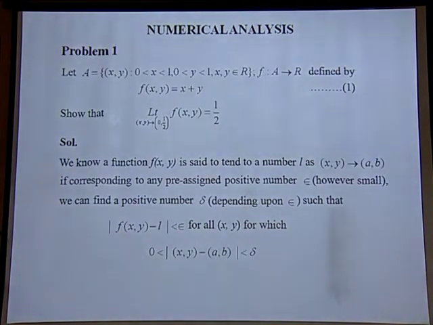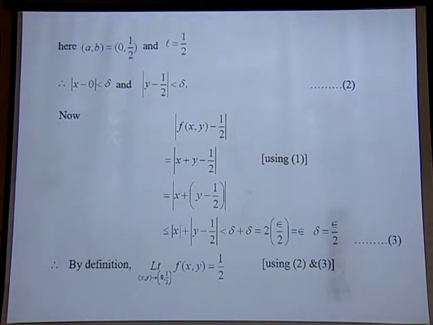Now, here we will compare all the components. Here (a, b) is equal to (0, half) and L is equal to half. So, therefore, modulus value of x minus 0 less than delta and y minus half less than delta. We want to prove that modulus of f of x y minus half is less than epsilon. Now, considering the modulus of f of x y minus half, substituting the value of f of x y, we got x plus y minus half.